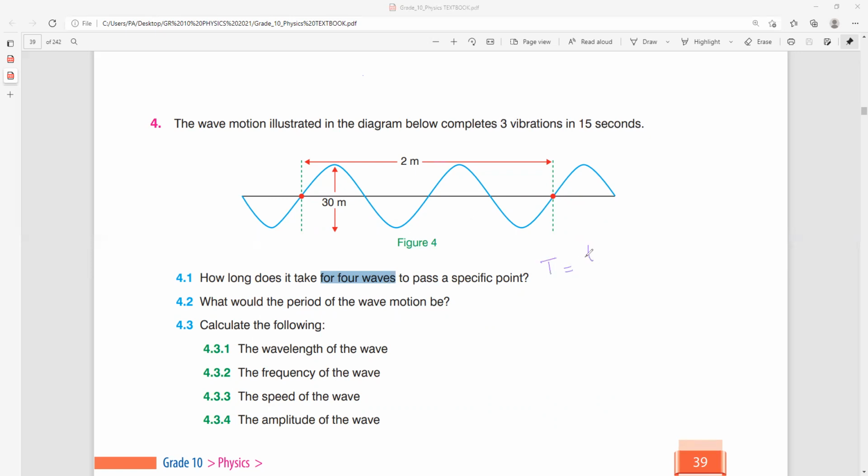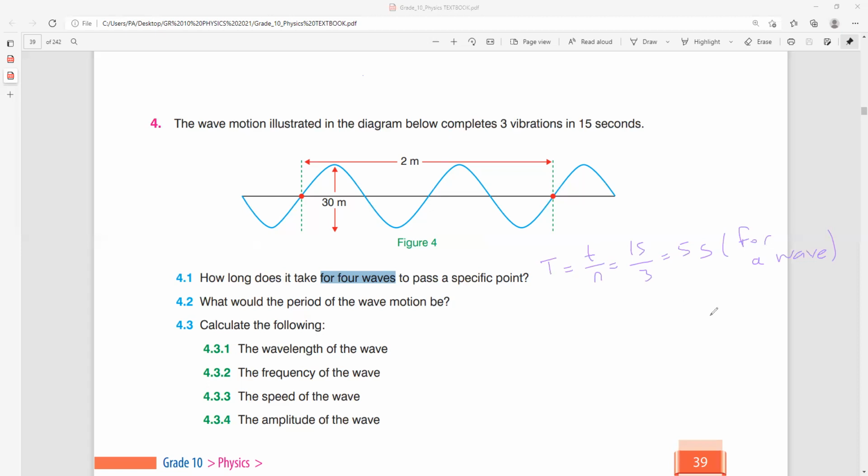T equals time over n, and then 15 over 3. We are getting 5 seconds. This one is for 1 wave. But we are looking for 4 waves. How can we get it, people? I hope your answer is coming now. Yes, 20 seconds. Thank you very much.